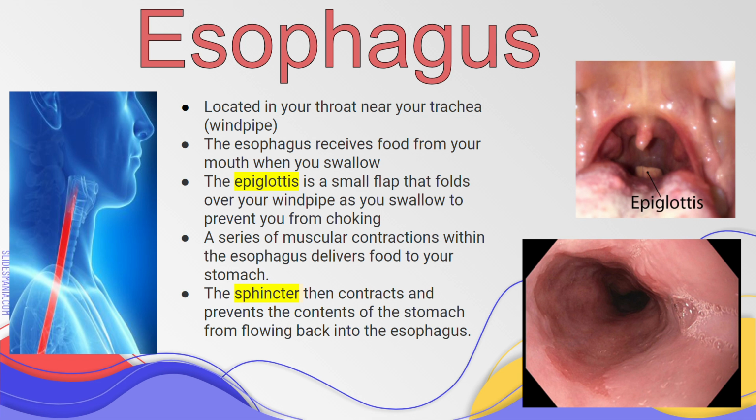And then lastly, a sphincter will contract and prevent the contents of the stomach from flowing back into the esophagus. And this is commonly known as acid reflux.